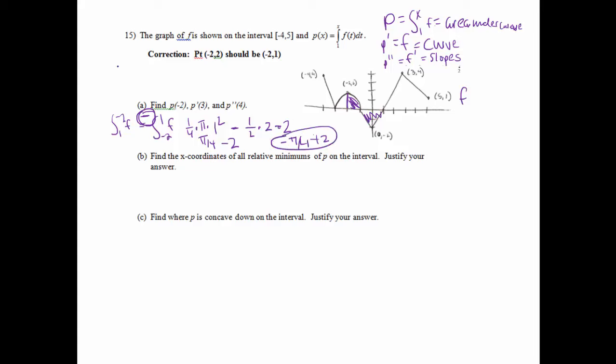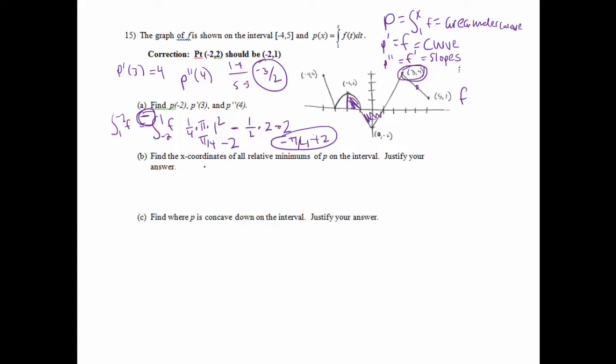All right, I'm going to go up here for p prime of 3. P prime of 3 is just the curve. So I look at 3. My y value on this curve is 4. So that answer is just 4. And then p double prime of 4 would be the slopes at 4. So if I go to 4, I notice it is on a line, and so I just need to find the slope of that line. So I'll do 1 minus 4 over 5 minus 3. That gives me negative 3 halves. So p double prime of 4 would be negative 3 halves.